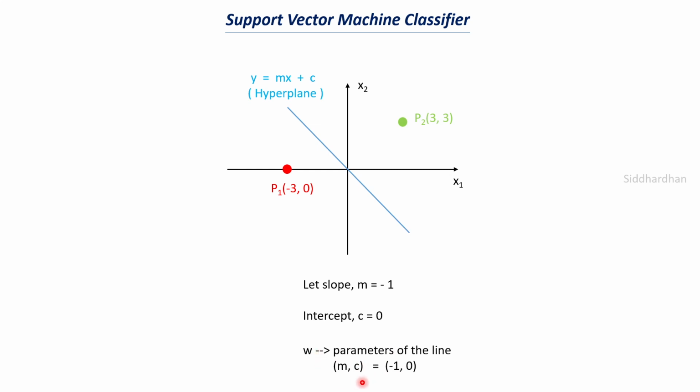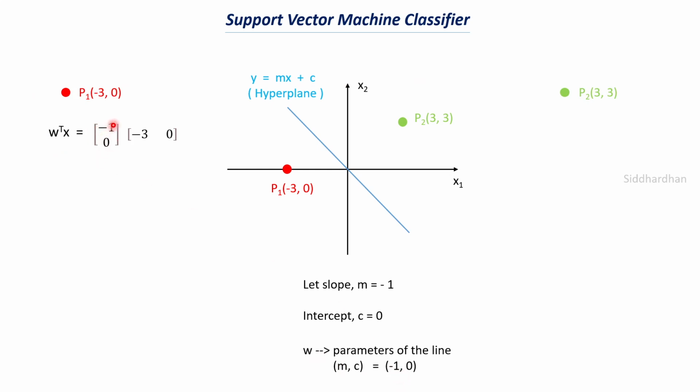You can represent this as m comma c, which is minus 1 comma 0, right? Because we have given the value for slope as minus 1 and intercept as 0. So basically w will be a vector or an array with the values minus 1 comma 0. So now I'm taking these 2 points, and I'm going to take the transpose of this w. So the w is minus 1 comma 0.